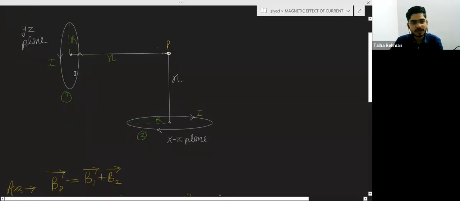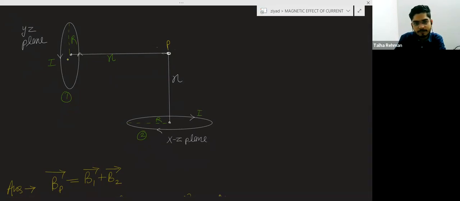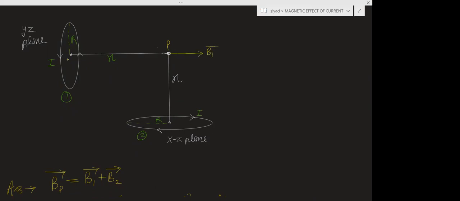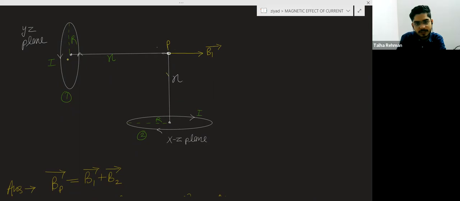So due to this coil in the YZ plane, B1 is along the x-axis. B1 is along the x-axis. This is the direction of B1. And for B2, the direction is this, negative y-axis.